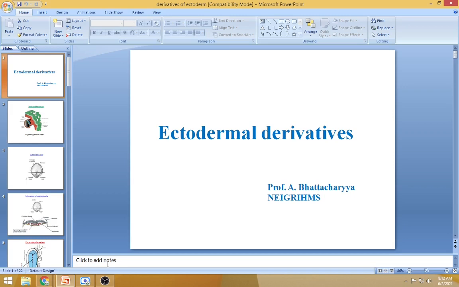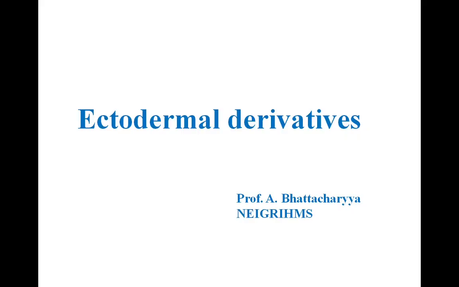Okay, so today I will take the general embryology class. You have already learned about the germ layers and how they are formed. There are three germ layers: one is the ectodermal germ layer, another is the mesodermal germ layer, and another is the endodermal germ layer. From all these germ layers, all the structures of our body are formed. So today I will tell what structures are formed from the ectoderm.